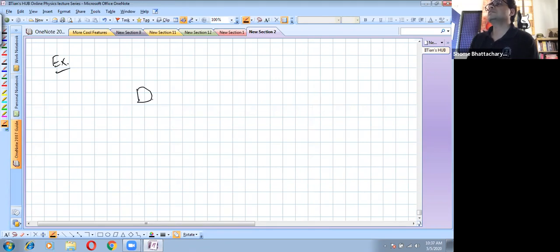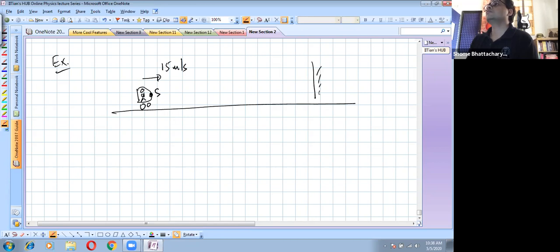Okay, so this next example, something like this: a source of sound and an observer are inside the car, which is traveling at a speed of something. Let us say it's traveling at a speed of 15 meters per second towards a wall. And the frequency of the source is, let us say, 100 hertz. And the speed of sound is 300 meters per second.